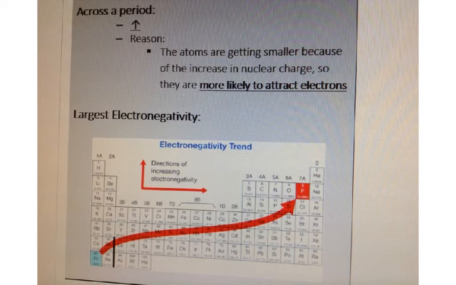As you go across a period, it increases. Why? Well, the atoms are getting smaller, so they're more likely to attract electrons. Another reason why you can think of it is, if you look at your general shape of your periodic table, basically, it's how much they want to gain an electron. If I look at my left side, these are my metals. If I look at my right, these are my nonmetals.